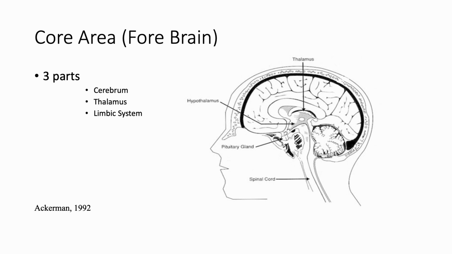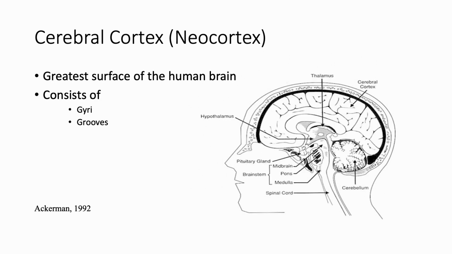The last part of the core area we are going to go over is the cerebrum, which is located on the outer region of the brain and is divided into two hemispheres that communicate through the corpus callosum. It functions in helping movement, speech, sensory processes, and it determines intelligence of a being. The biggest part of the brain is the cerebral cortex, which consists of gyri and grooves. The deepest groove extends from the back of the head to the front, therefore dividing the left and right hemispheres.